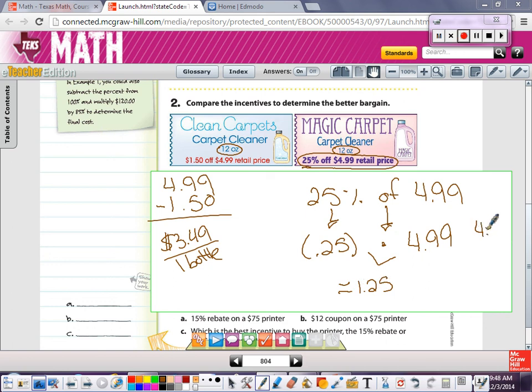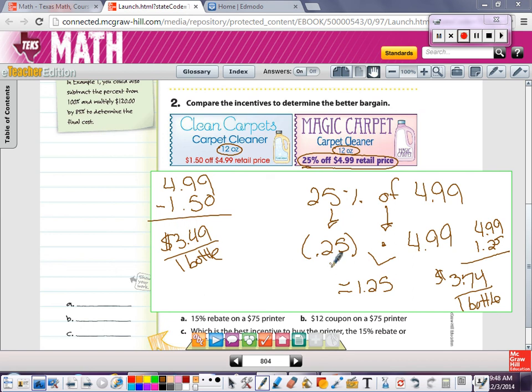So I take that $4.99, I subtract the $1.25, and we can already see that the amount I'm subtracting from here is less than the amount I subtracted over here, so we can already tell the better buy, but let's go ahead and just finish the problem anyways. So $4.99 minus $1.25 is $3.74 per bottle. So if we want to know which is the better bargain, for the same amount of liquid, for the same kind of thing that does the same exact job, we know that Clean Carpets is the better buy because it's cheaper per bottle than the Magic Carpet.